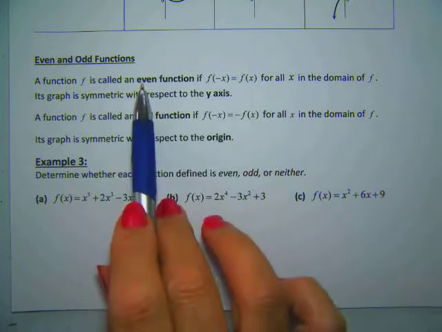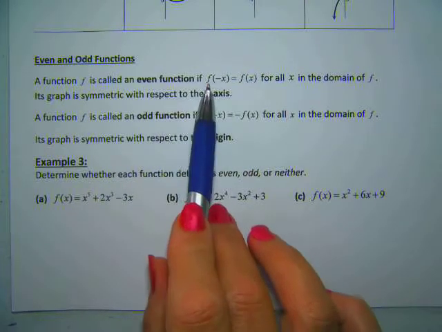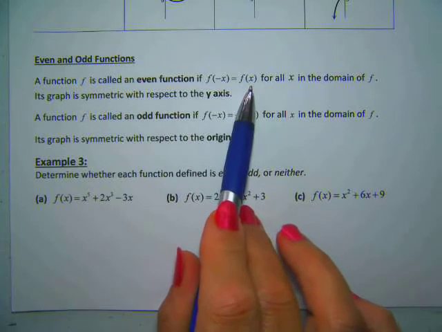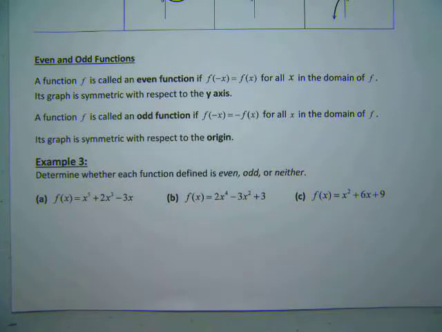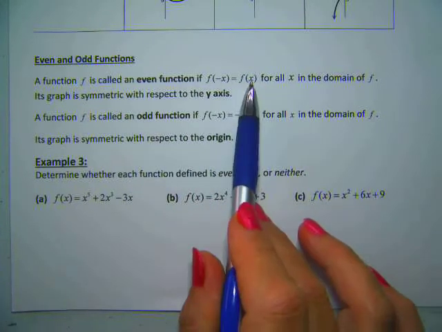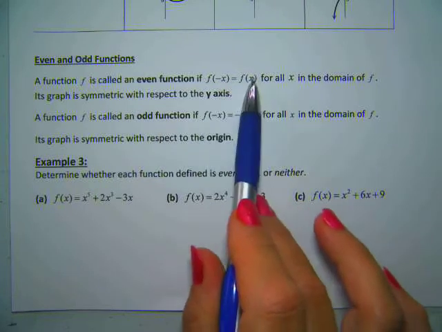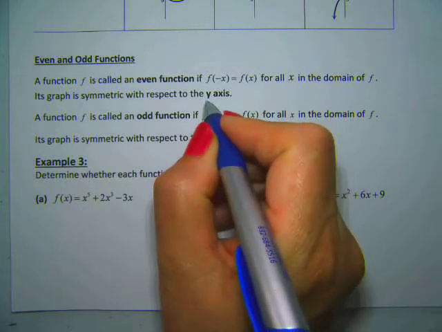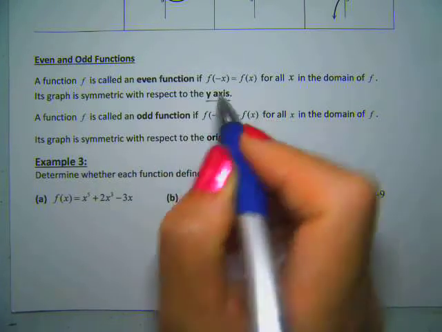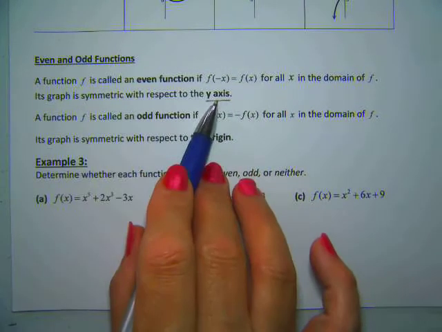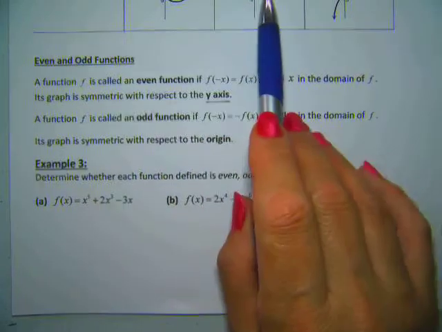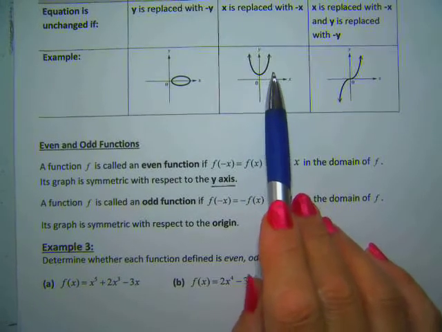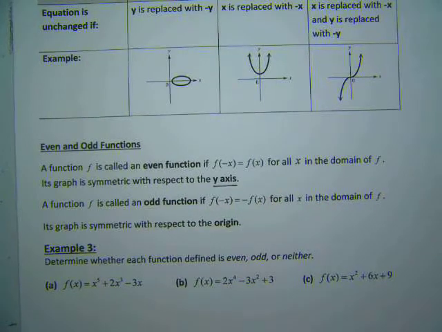A function is called an even function if f of negative x equal to f of x. In other words, look at what we did. We replaced x with negative x and we got an equivalent equation. Do you remember what that was? That was y-axis symmetry. So if the graph has a y-axis symmetry like this one, then the function is an even function.